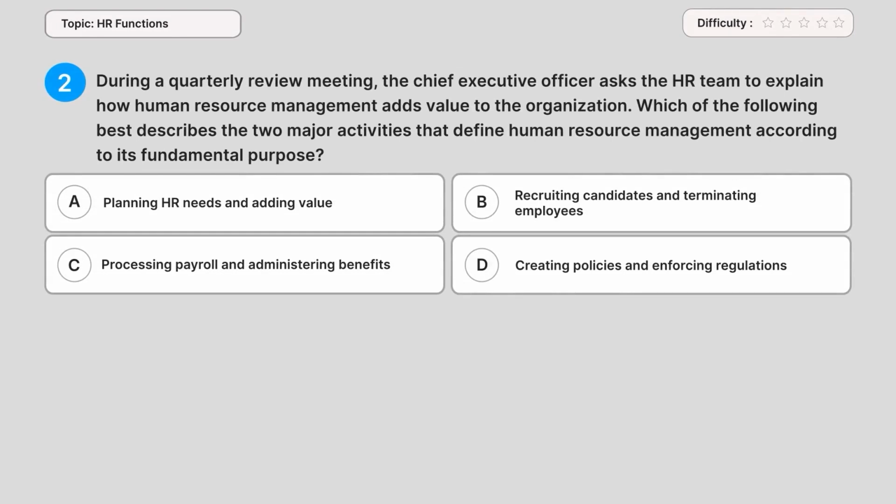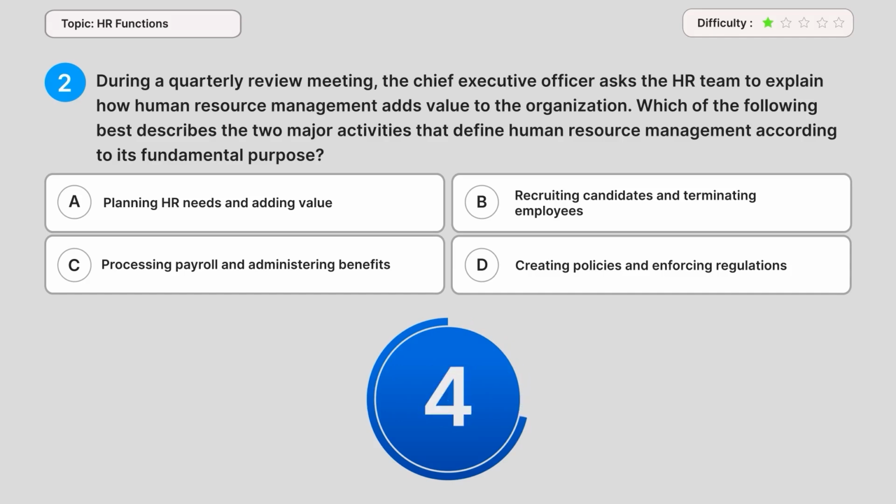2. During a quarterly review meeting, the Chief Executive Officer asks the HR team to explain how human resource management adds value to the organisation. Which of the following best describes the two major activities that define human resource management according to its fundamental purpose? A. Planning HR needs and adding value. B. Recruiting candidates and terminating employees. C. Processing payroll and administering benefits. D. Creating policies and enforcing regulations. Can you guess the answer?